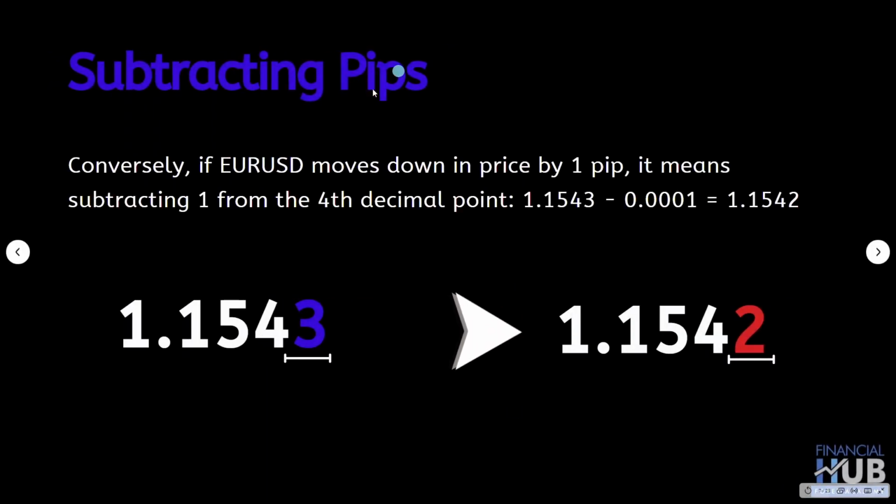So subtracting pips. Conversely, if Euro USD moves down in price by 1 pip, it means subtracting 1 from the fourth decimal point, which is 1.1543 minus 0.0001, which will basically give you a sum of 1.1542. So same thing, just as adding, now you're subtracting from the last price in respect to the last decimal place.